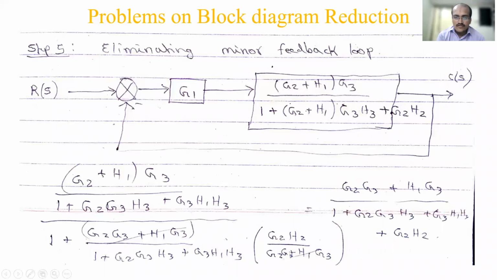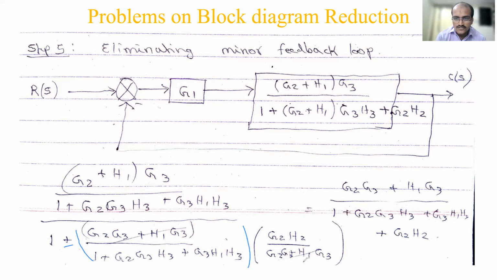Eliminating minor feedback loop. Okay, so I have shown the steps here, and the answer I am writing in a block. Okay, so G2 plus H1 G3 divided by 1 plus G2 G3 H3 plus G3 H1 H3, divided by 1 plus, okay, plus because of the minus sign in the summing point. Complete G I have written once again, into H. So what was the H value? G2 H2 by G2 G3 plus H1 G3.